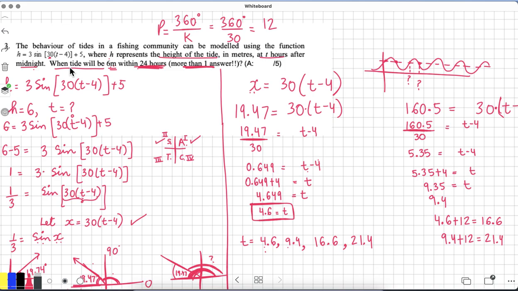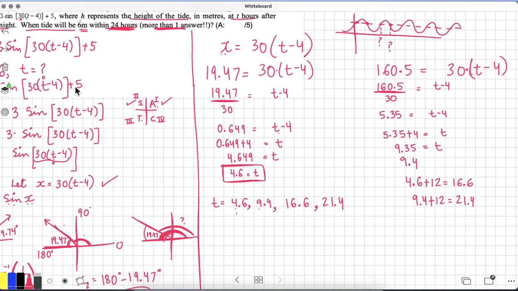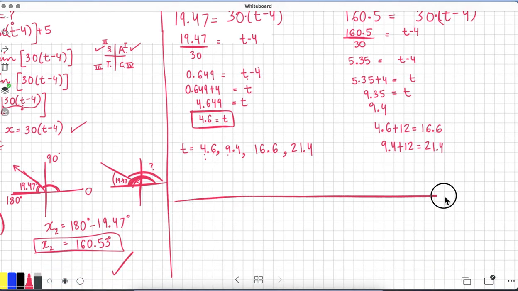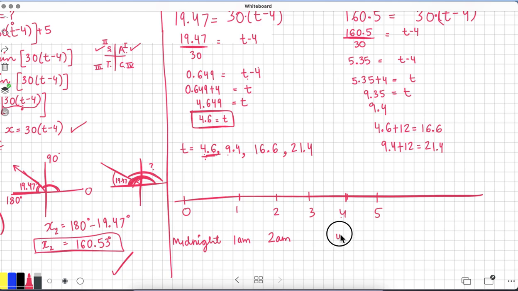But when will the tide reach it? That means you need to give the answer in proper time, like 1 p.m., 4 p.m. Let's talk about this here. We are writing the t. When t equals 0, that's going to be midnight. After 1 hour past midnight, it will be 1 a.m. After 2 hours past midnight, that's going to be 2 a.m. Then 3, then 4, then 5. So 4 hours after midnight will be 4 a.m., and 5 hours after midnight will be 5 a.m.